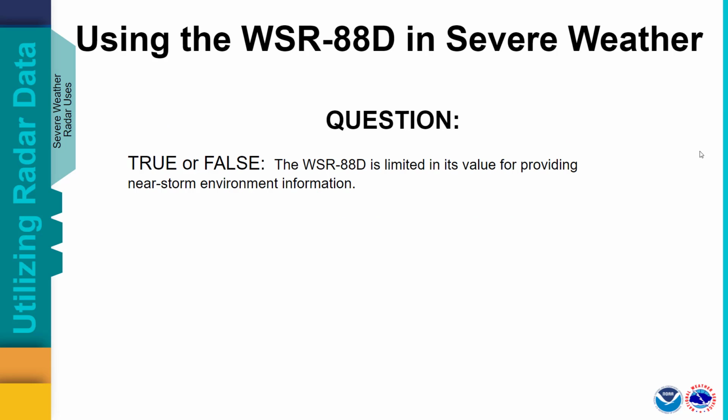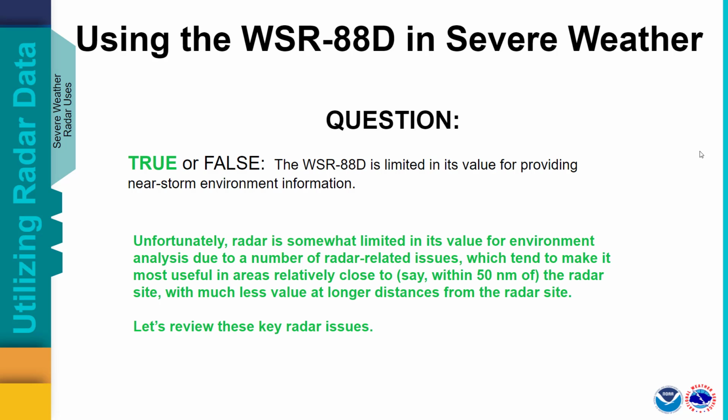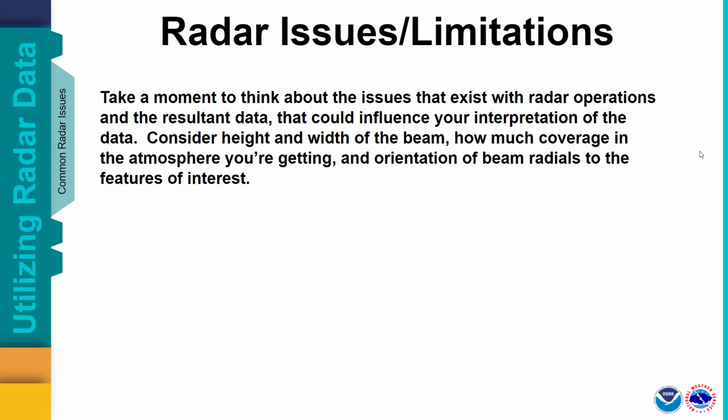Is this statement true or false? The WSR-88D is limited in its value for providing near-storm environment information. Well, unfortunately, radar is somewhat limited in its value for environment analysis due to a number of radar-related issues, which tend to make it most useful in areas relatively close to, say, within 50 miles of the radar site, with much less value at longer distances from the radar site. Let's review these key radar issues.